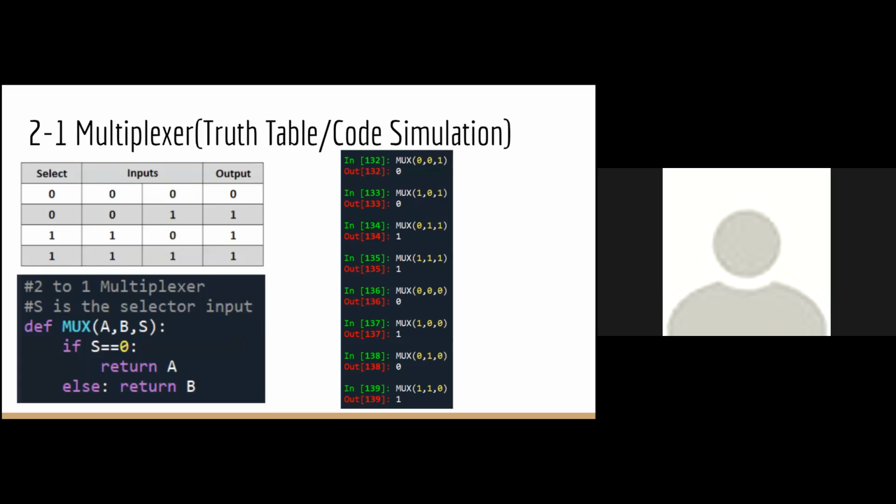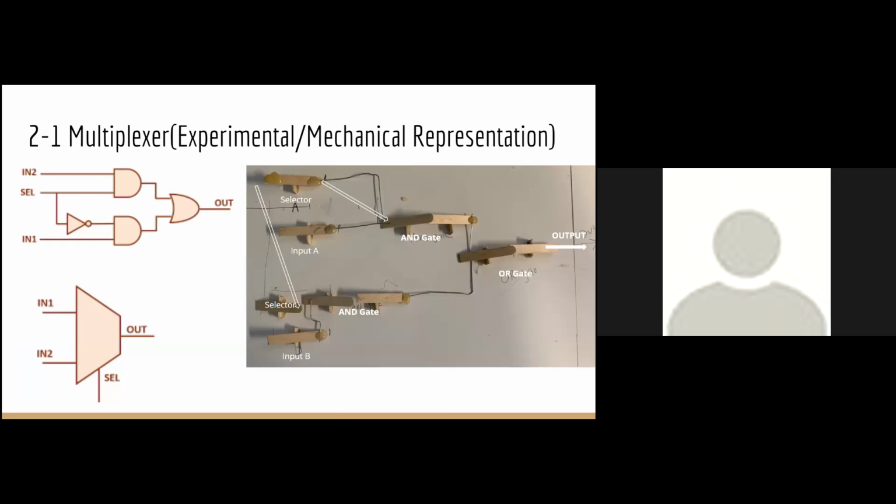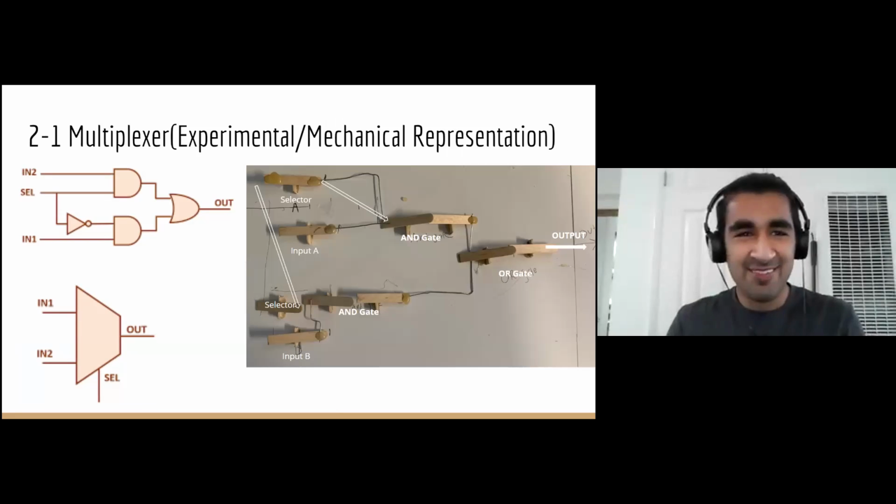And then our interesting thing was multiplexing, where you have 2 signals and you can select one. And that's the truth table and the code, and the output matches the logic. And then here was our experimental. So the top seesaw is the selector, which selects which output you get. This was inspired by a Minecraft video, because it's the only way I could visualize how the gates are supposed to look.